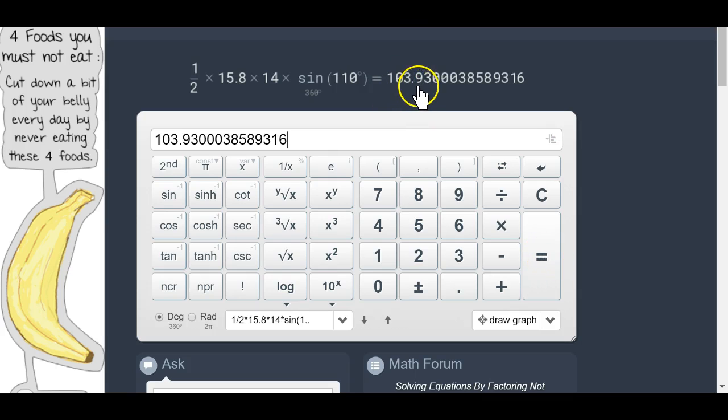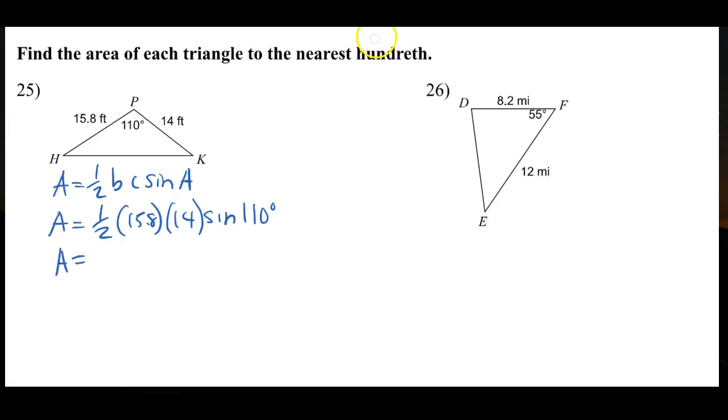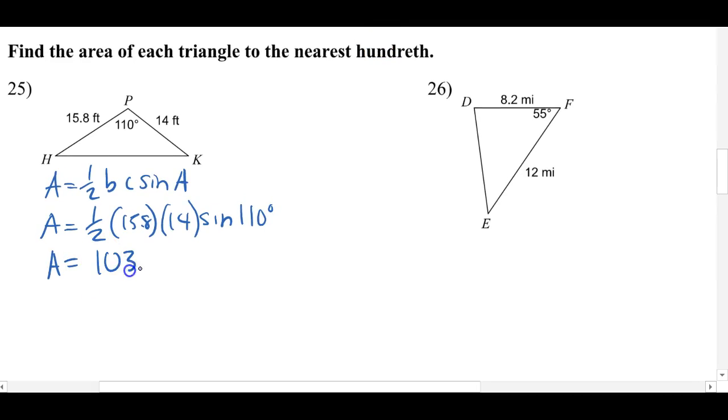And I get 103.93, and we'll round to the nearest hundredth. Okay, so 103.93, and then don't forget units. It's measured in feet, and we're talking about area, so it's 103.93 feet squared.